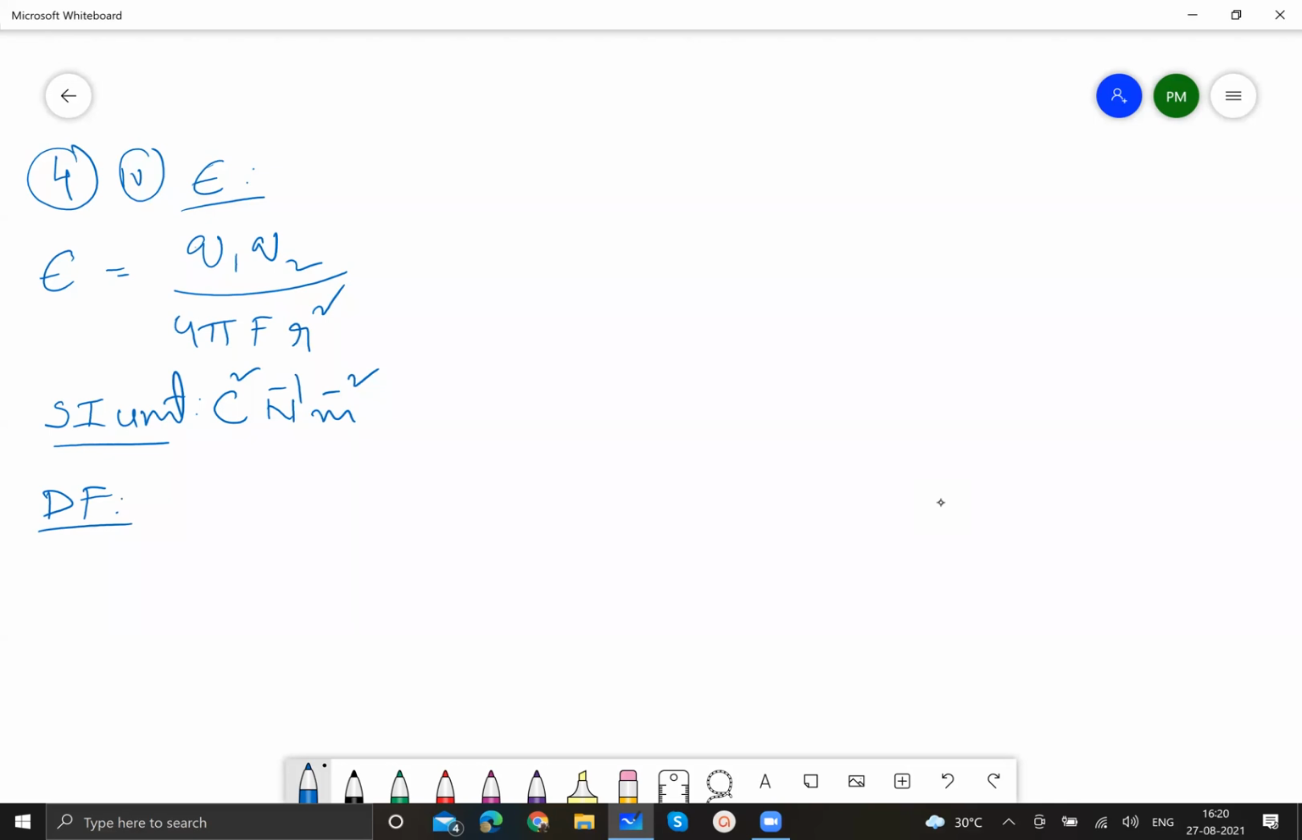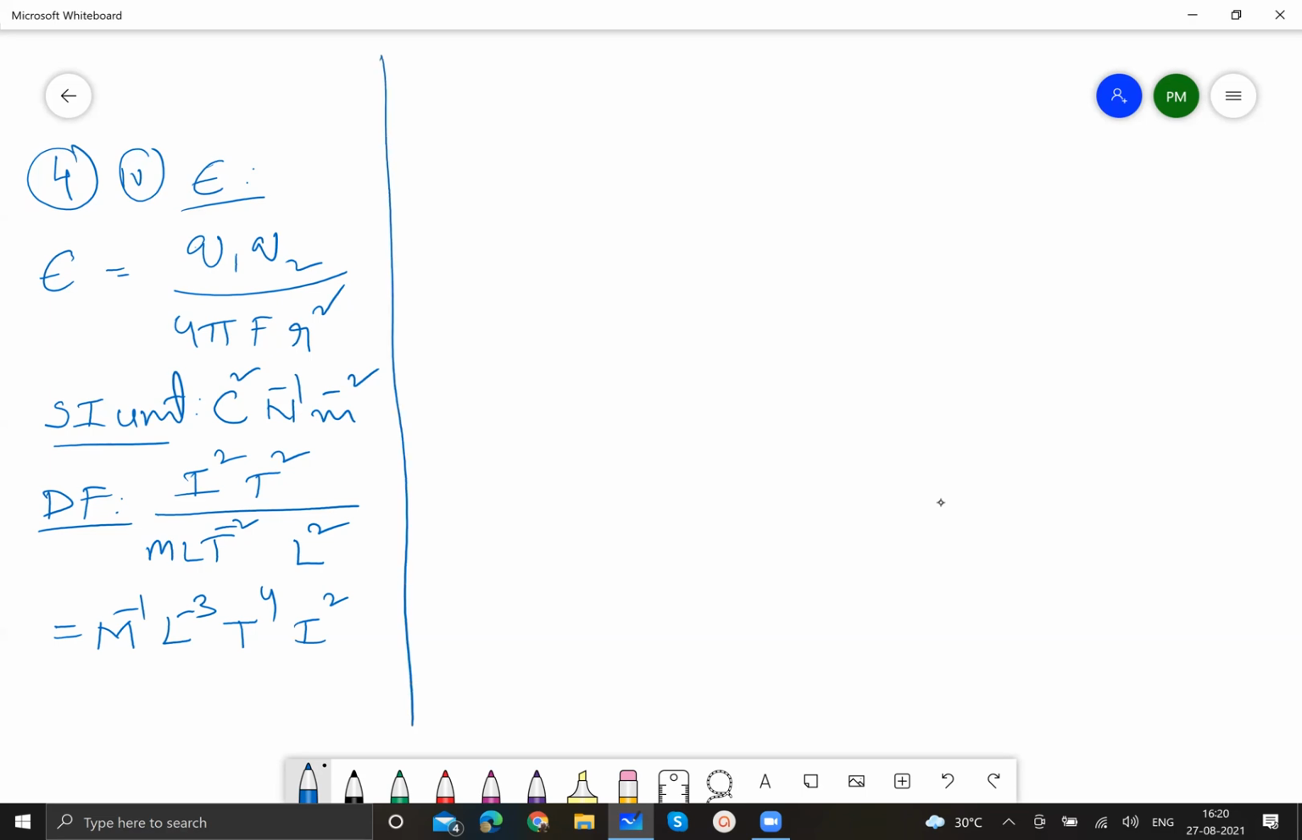Dimensional formula: charge is IT, current multiplied by time. So Q1 Q2 is I square T square, force is M L T to the power of -2, R square, L square. So this will be M inverse L to the power of -3, T to the power of 4, I square. So this is how we can write the units and dimensional formulae of the permittivity.